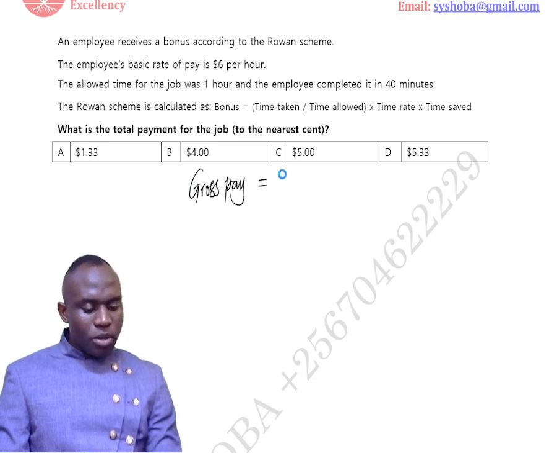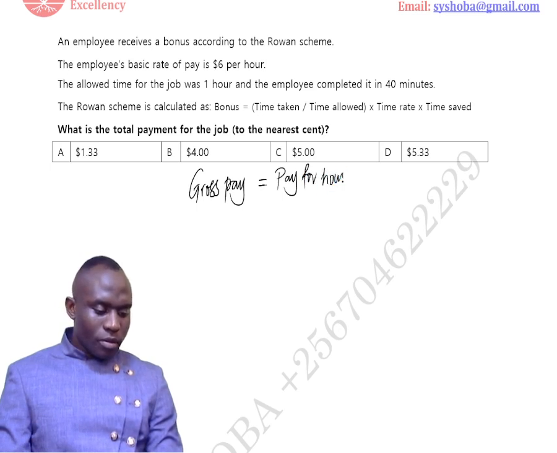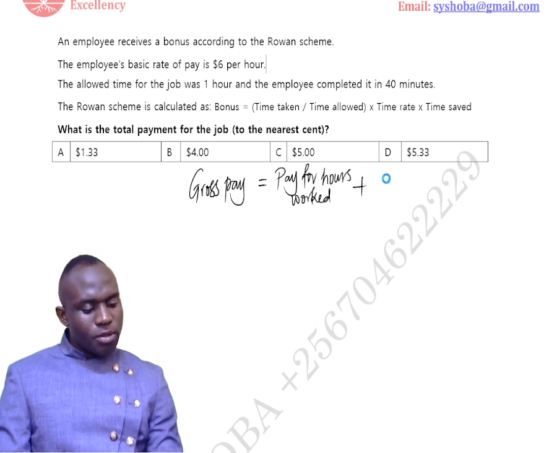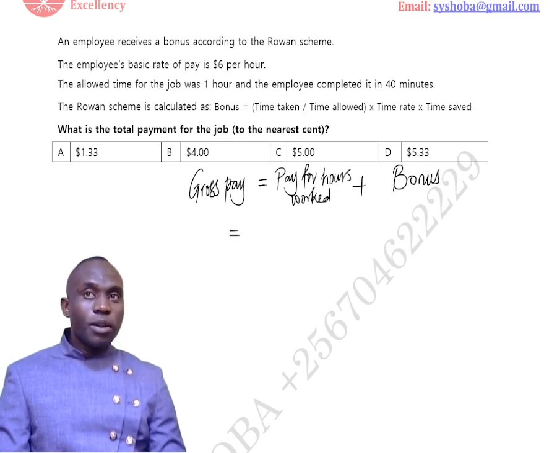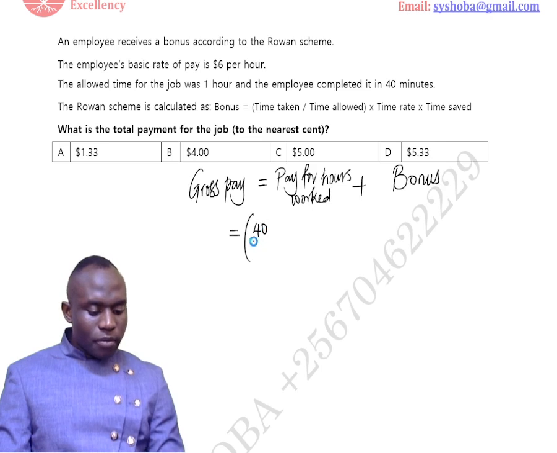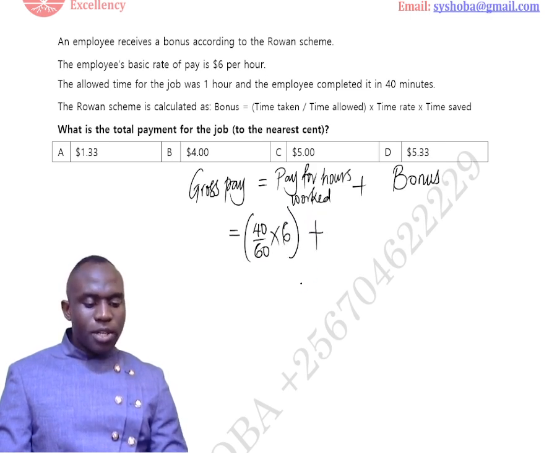So gross payment, we said, is pay for hours worked plus the bonus. So what is the payment for hours worked? He actually worked 40 minutes, so we change it to hours. So it is 40 out of 60, then times the payment per hour, which is $6, then plus the bonus.